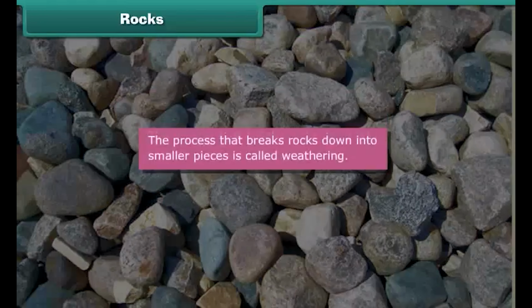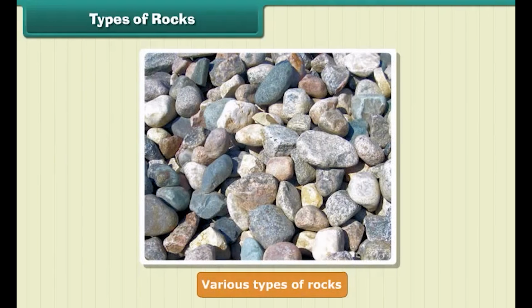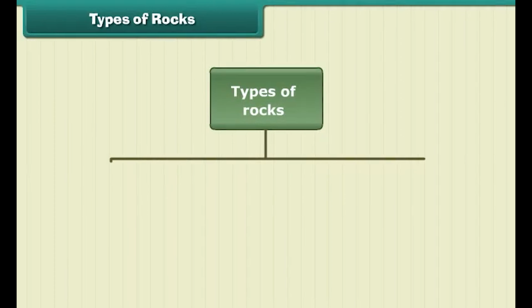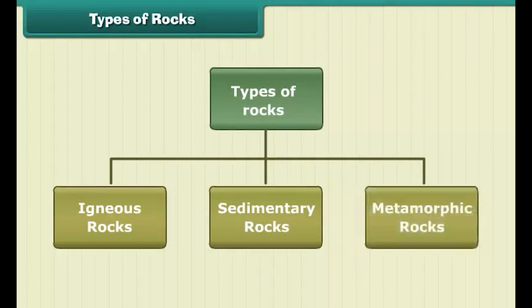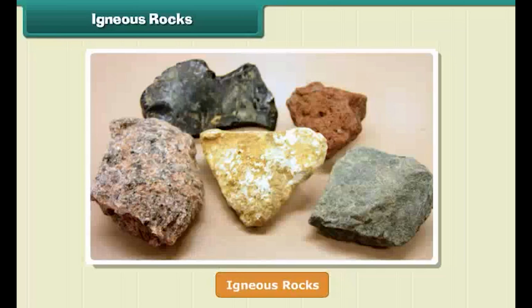The process that breaks rocks down into smaller pieces is called weathering. We now know that the earth's crust is made up of various types of rocks. The three major types are igneous rocks, sedimentary rocks, and metamorphic rocks. Let's study about them in detail.